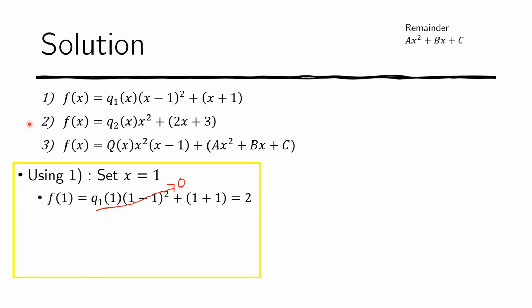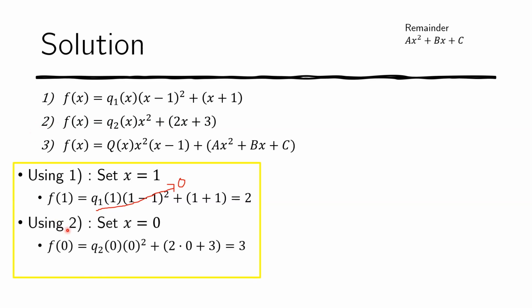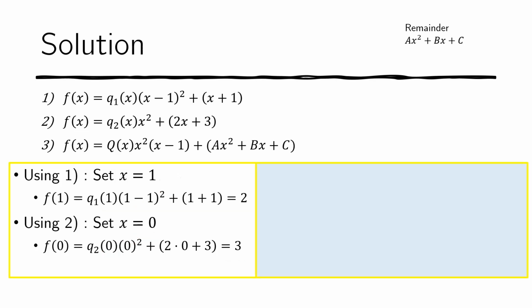Now we do the same thing for the second condition here. Now we set x to 0, because that way this bit will be set to 0. And again, we have this whole expression here reducing to 0. And now we know that f of 0 equals 2 times 0 plus 3. That's 2x plus 3, and that's equal to 3 in here.